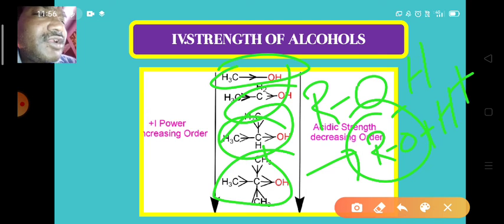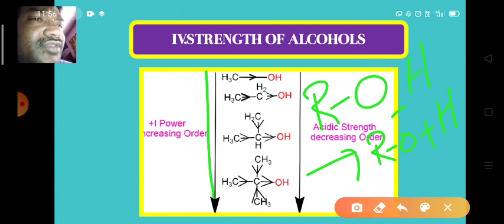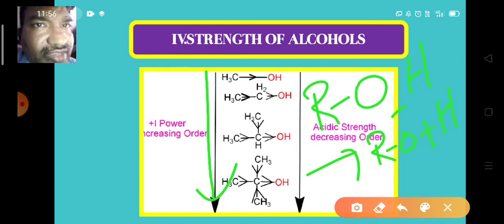From methyl alcohol to tertiary butyl alcohol, the number of alkyl groups is increasing. As a result, the negative charge on the oxygen atom increases. As a result, oxygen holds the H plus ion very strongly. As a result, the acidic strength decreases from methyl alcohol to tertiary butyl alcohol. That means primary alcohols are stronger acids than secondary alcohols. Secondary alcohols are stronger acids than tertiary alcohols.